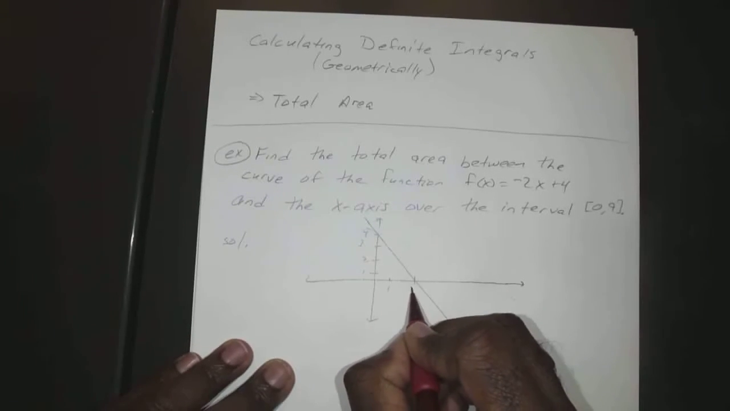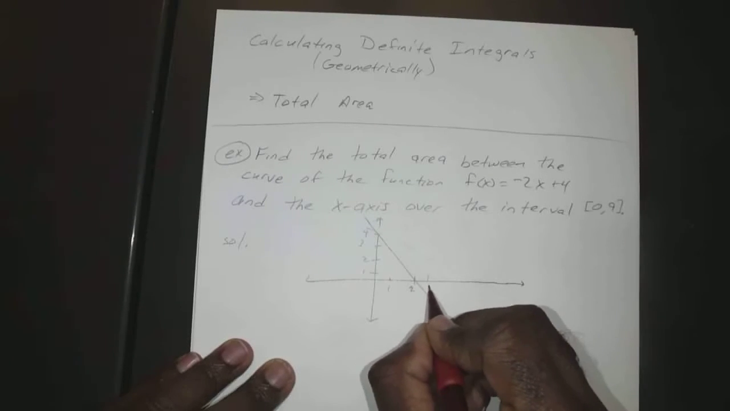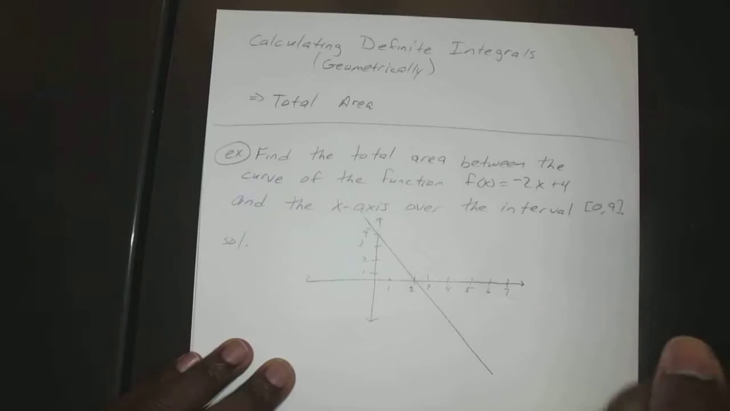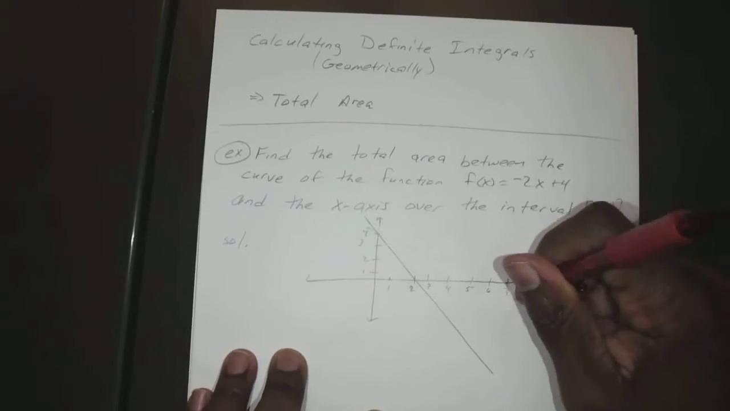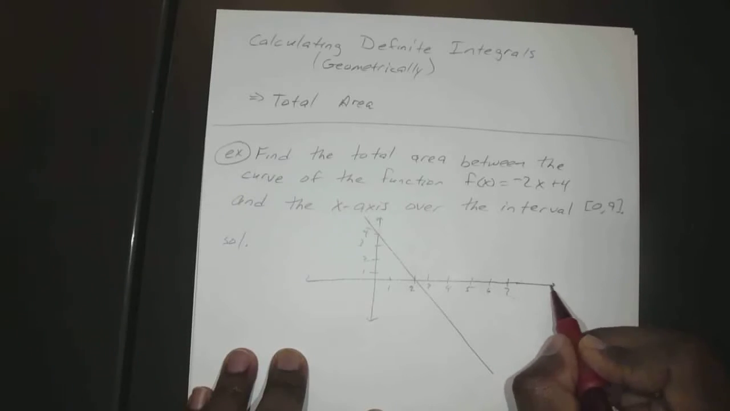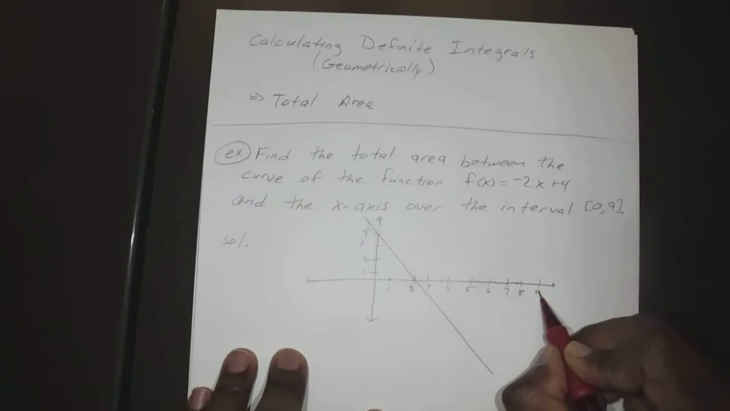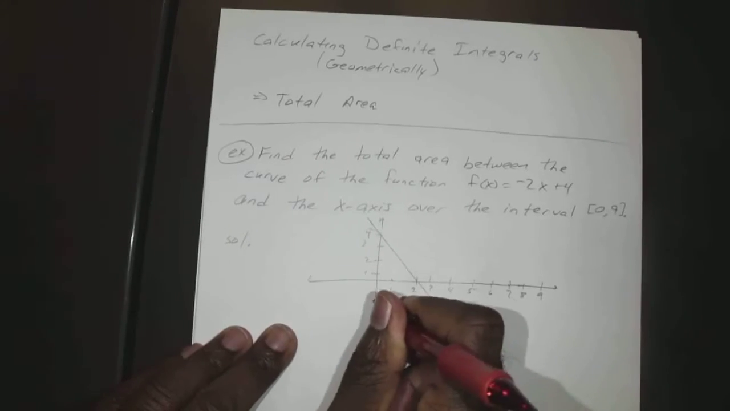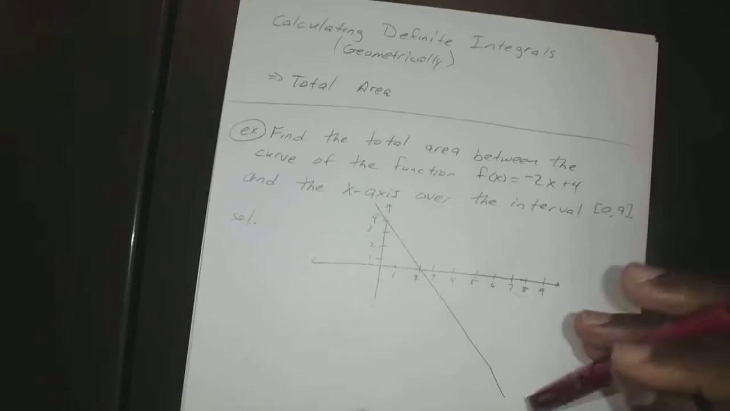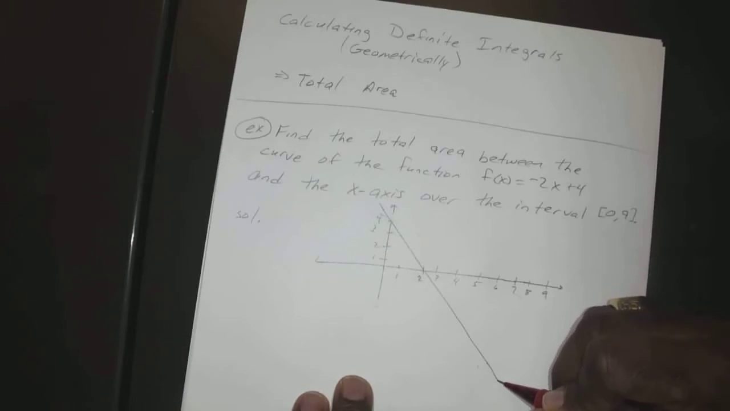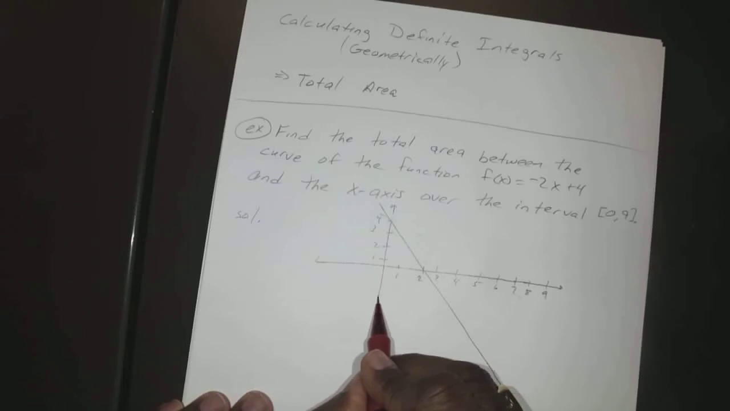So you have 1, it intersects at 2, 3, 4, 5, 6, 7, and it goes all the way to 9. Eight and 9. And when it gets to 9, it goes down to negative 14.